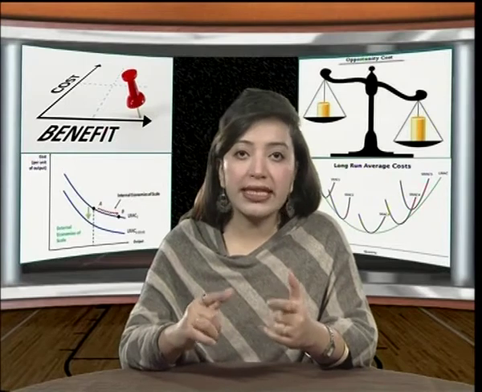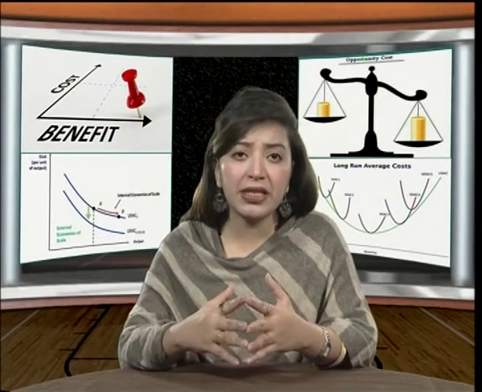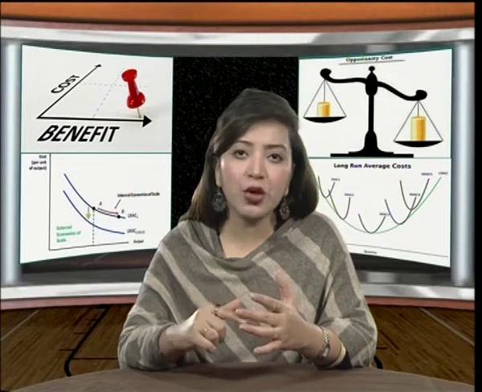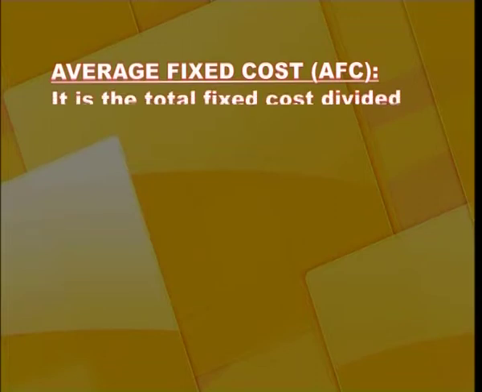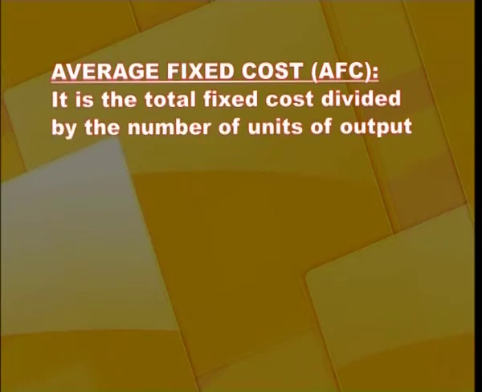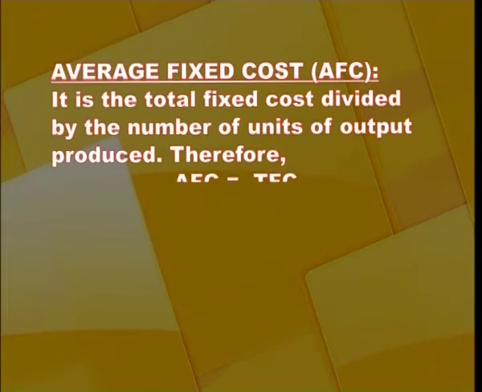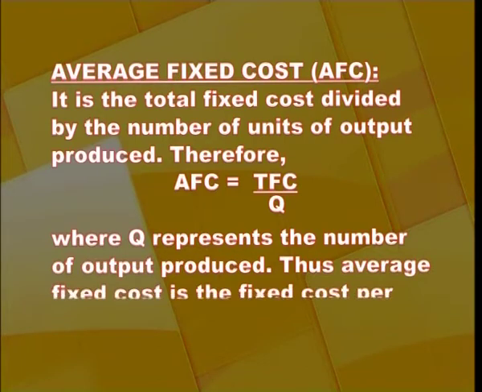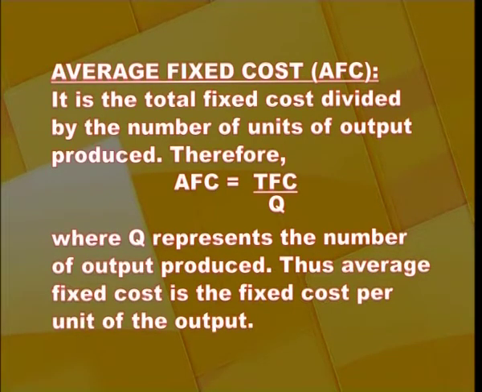It is the cost concept more frequently used by the businessmen and economists in the form of cost per unit or average cost rather than as total cost. Average fixed cost, AFC, is the total fixed cost divided by the number of units of output produced. Therefore, AFC is equal to TFC divided by Q, where Q represents the number of output produced. This average fixed cost is a fixed cost per unit of output.